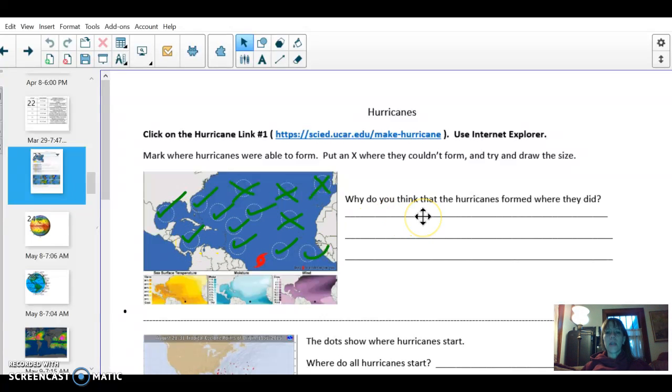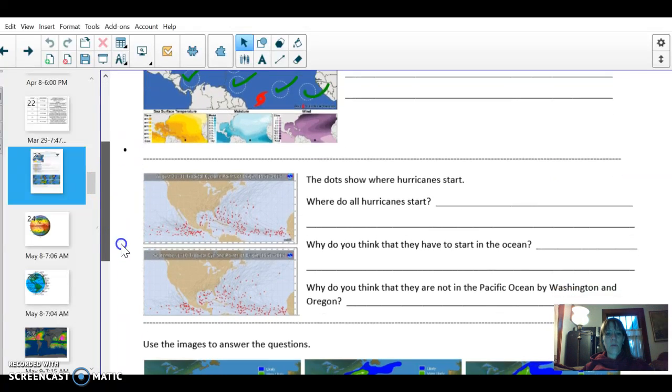So you should have answered, why do you think that the hurricanes form where they did? And what you probably noticed was that these up here are going to be in colder water because they're further away from the equator. And remember that the equator gets the most direct sunlight, so therefore the water is going to be warmer. And we'll talk about ocean currents and things like that in our next unit. Let's go ahead and look at the data on the next ones.